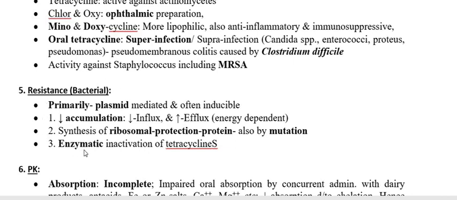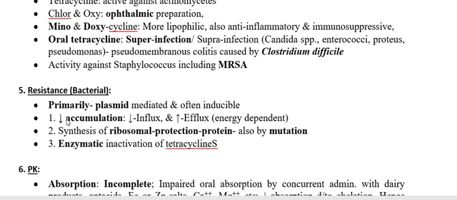So as I mentioned earlier with chloramphenicol, bacteria are going to develop resistance, and that is usually, or primarily, plasmid mediated. Here with tetracycline, the resistance developed by the bacteria is plasmid mediated, as well as developed by mutation. So there are three ways by which the bacteria develop resistance against tetracycline.